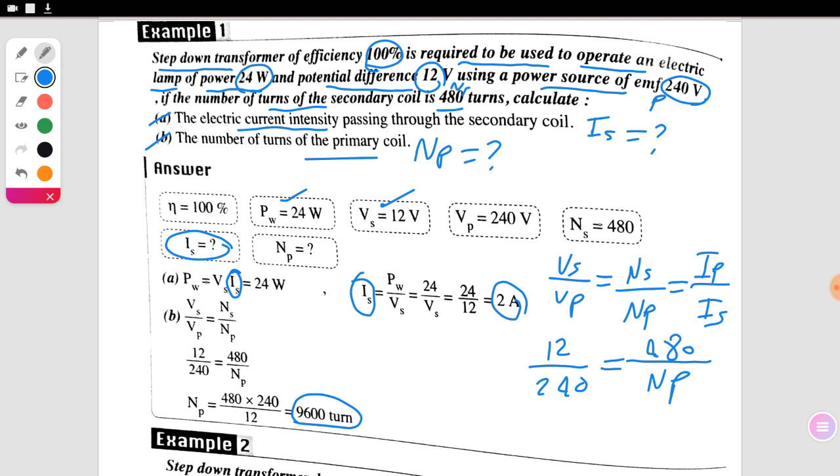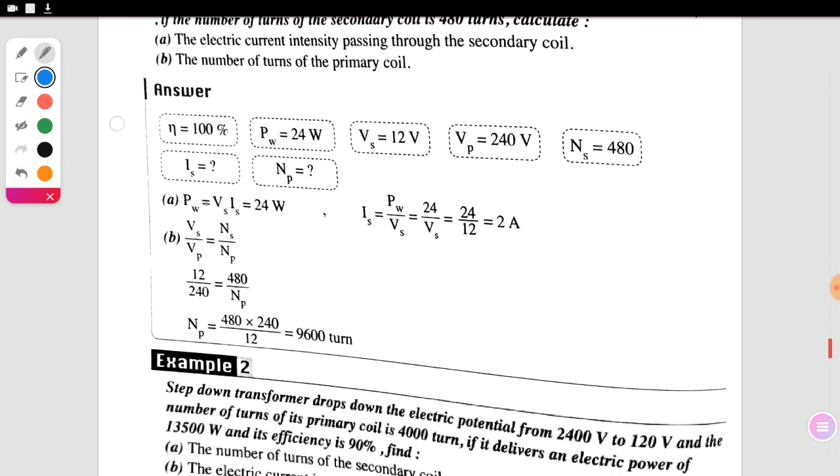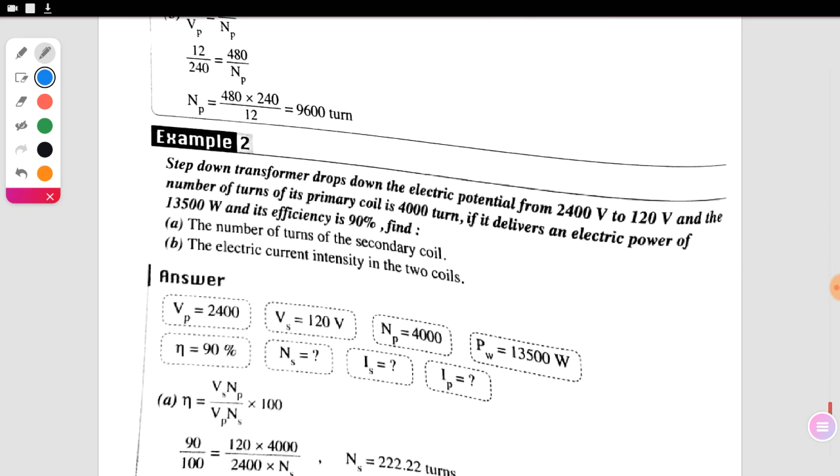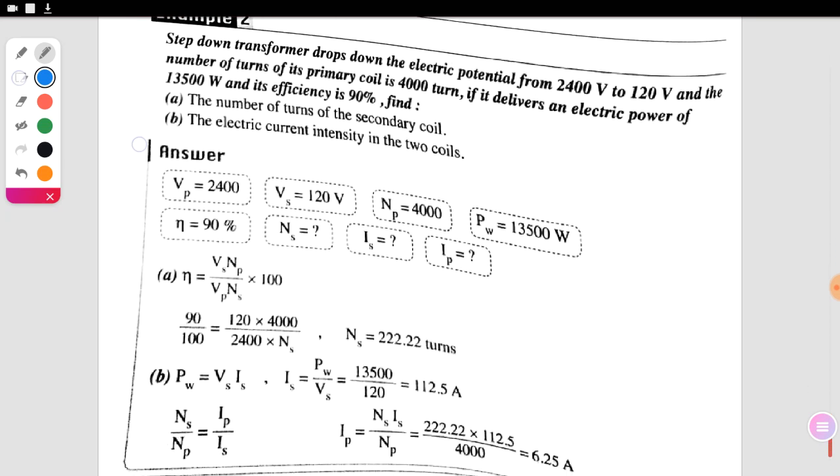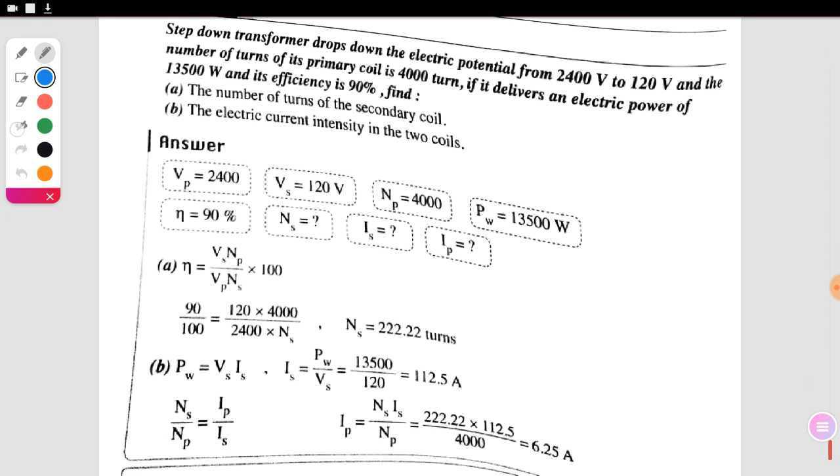So we can solve any problem by this method or by using the rule which we used. Another example: a step-down transformer of electric potential 2400 and 120. The first is called V primary. The second is called V secondary. The number of turns of the primary coil is 4,000.